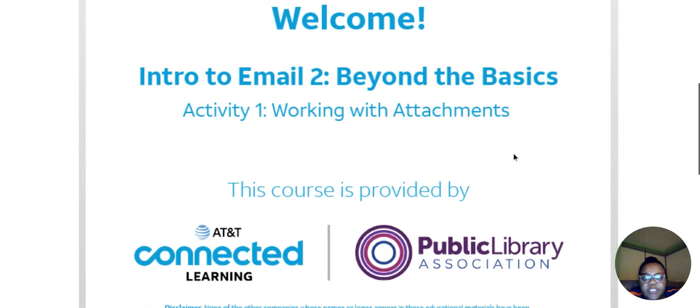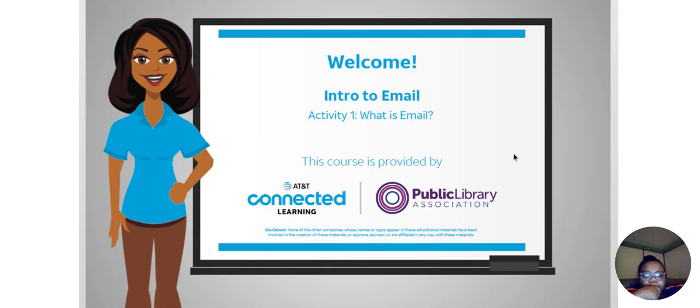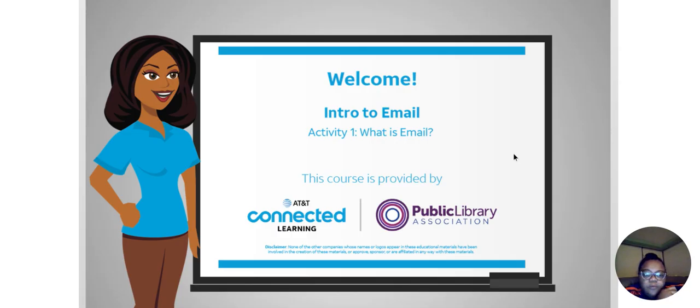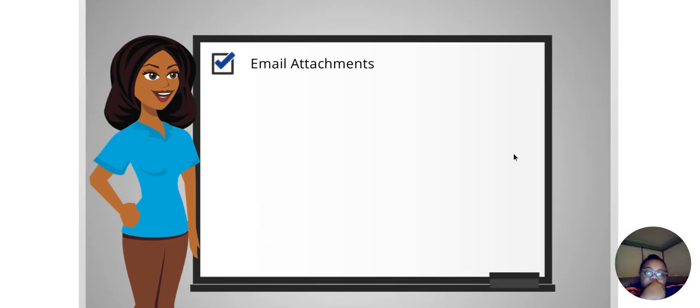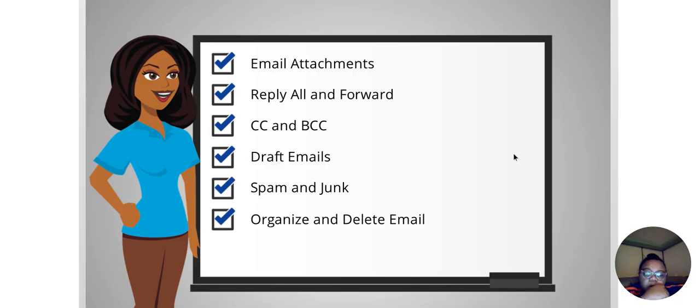Here's our welcome message. In the Intro to Email course, we learned how to create an email account, how to log into it, how to open and reply to messages you received, and how to send an email message. In this course, we'll learn about more email features. This includes how to work with email attachments, how to reply all and forward emails, how to use CC and BCC, saving draft emails, how to identify spam and junk email, how to organize and delete your email, and how to search for specific emails.